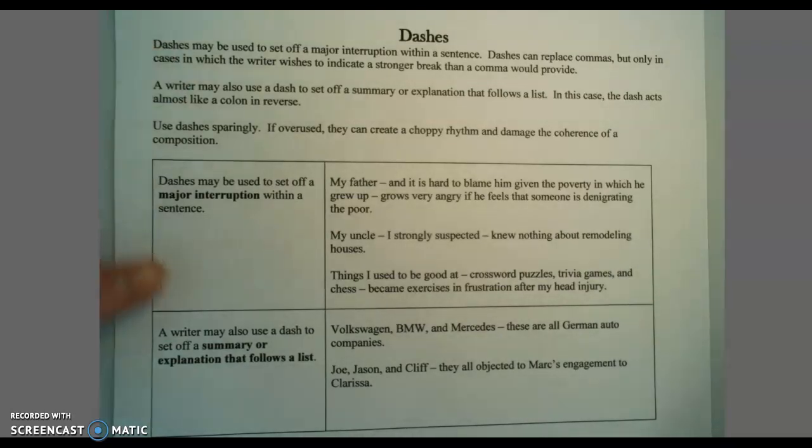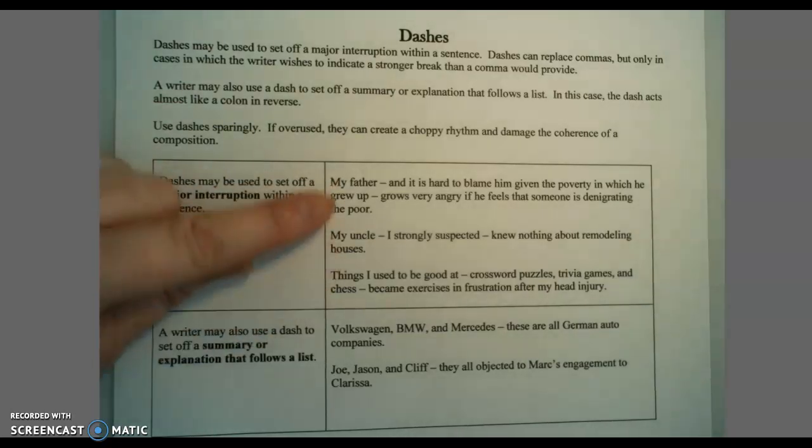So here are some examples. This is all from page 19 in our grammar book. Dashes are used for major interrupters. We have 3 examples here.